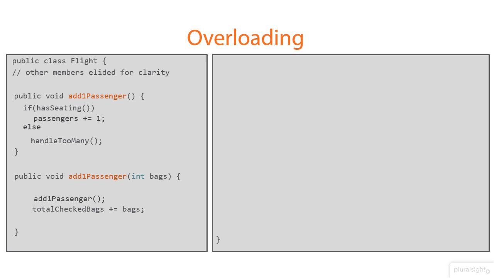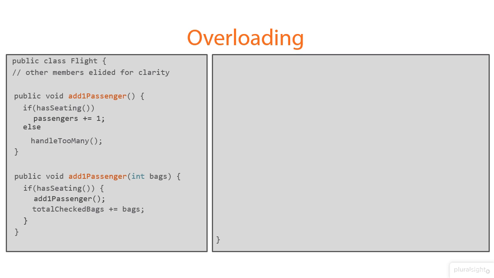Now, one interesting thing about what we're doing here is that it's possible that we tried to add that passenger and there wasn't enough seats available. But in this case, we'd go ahead and increase the total checked bags. So what we can do is go ahead and wrap our code here so that we check the hasSeating before we do any of that other work.